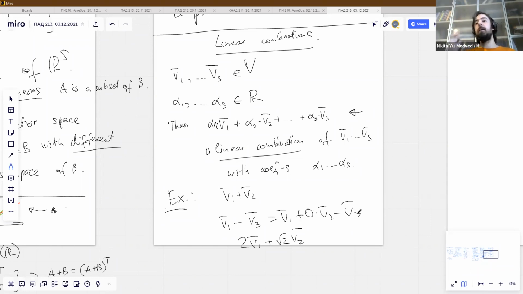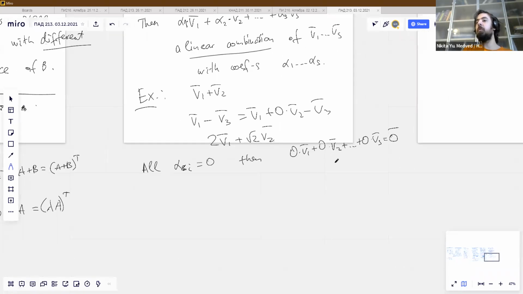So if all alphas are 0, then, well, we get a stupid linear combination. But mathematicians don't like the word stupid. So instead, they say trivial linear combination. This situation is called trivial linear combination.